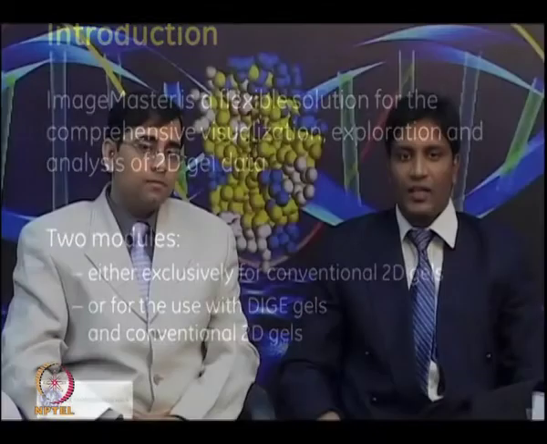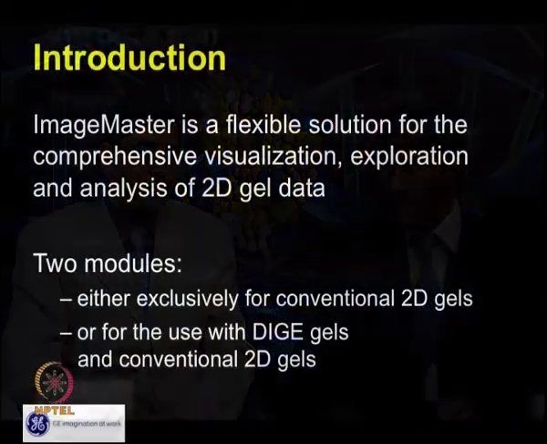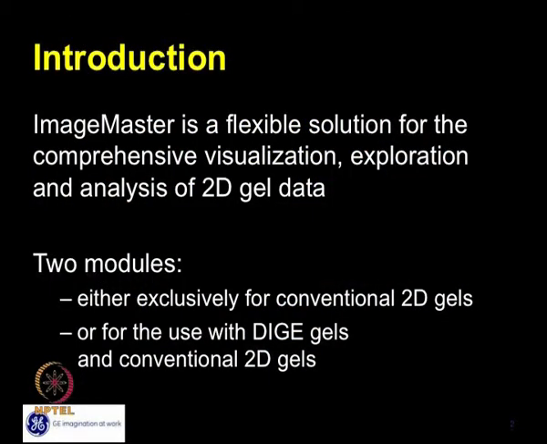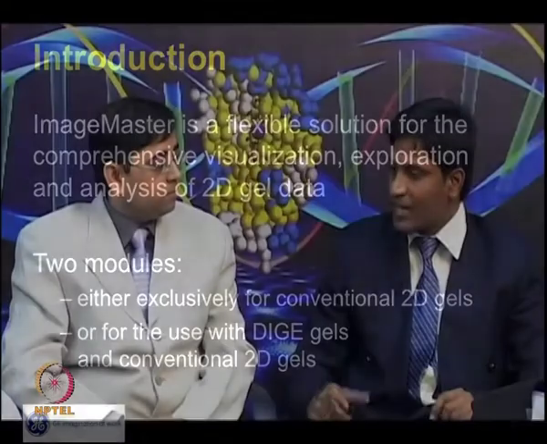As you can see, there are majorly two modules available. The exclusive Image Master is a flexible solution for the comprehensive visualization, exploration and analysis of 2D gel data. The first one is Image Master 2D Platinum, and within this we have another module, Image Master Platinum, which is enabled for the DIGE application also. So, it means the same software can be used for traditional or regular two-dimensional gels, as well as for advanced techniques such as difference gel electrophoresis.